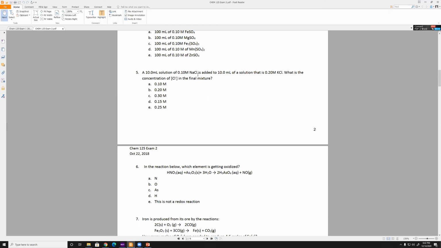So in this case, you can use the 10 milliliters of 0.1 molar NaCl to calculate the moles. Using the molarity equation, you would take 0.1 molar times 10 milliliters in liters, which is 0.01. That gives you 0.001 moles. Then the same thing for the KCl, which is double that, 0.002 moles. So that means your total moles are 0.003.